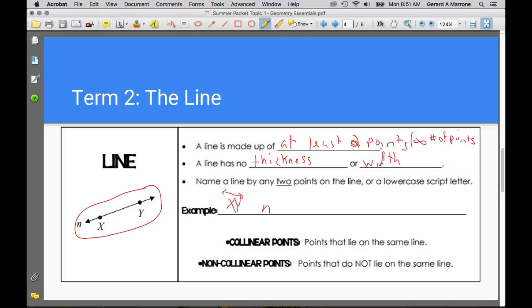And there are 2 definitions down below that have already been filled in for you. Collinear means points that lie on the same line, and generally we refer to 3 or more collinear points. And then non-collinear points are points that do not lie on the same line. So if you see a question where it says, what are 3 collinear points? They all must lie on the same exact line.